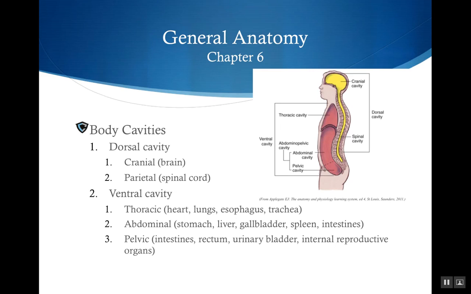The axial refers to the head, the neck, and the trunk, or the main central portion of the body, whereas the appendicular refers to the arms and the legs. Okay, so it's really important to remember that your patients are more than just cells, tissues, organs, and body systems.